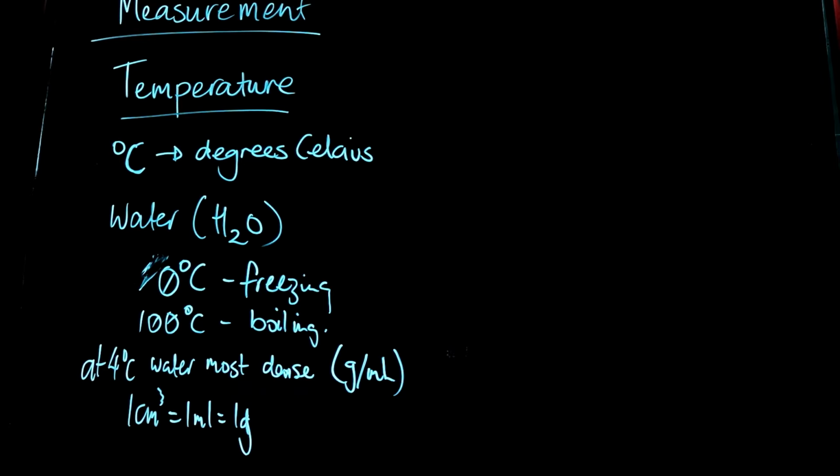Okay, and if we scale that up, because it's also worth doing this, 1 cubic meter is equal to 1,000 litres of water, which is equal to 1,000 kilograms, which is equal to 1 metric ton. Okay, so there we go. There's a bit of a segue between mass and volume and now temperature. So I think they're important things to know and understand.